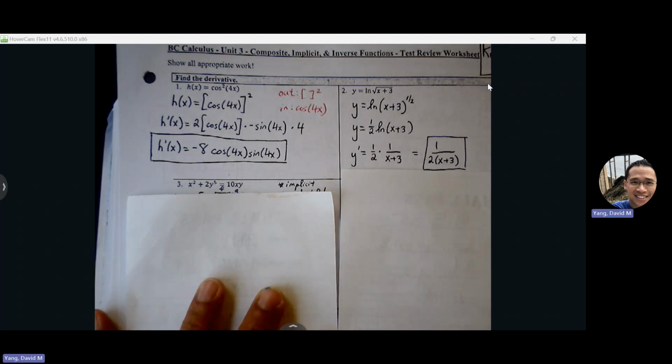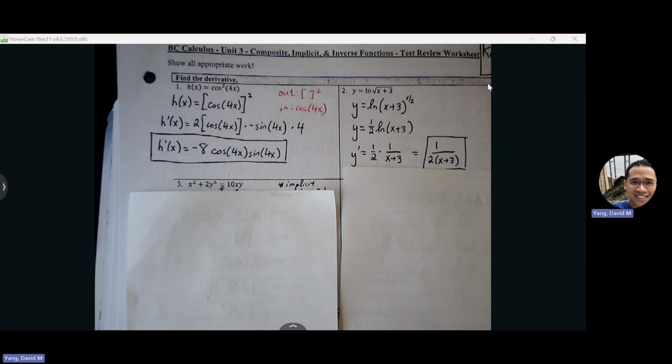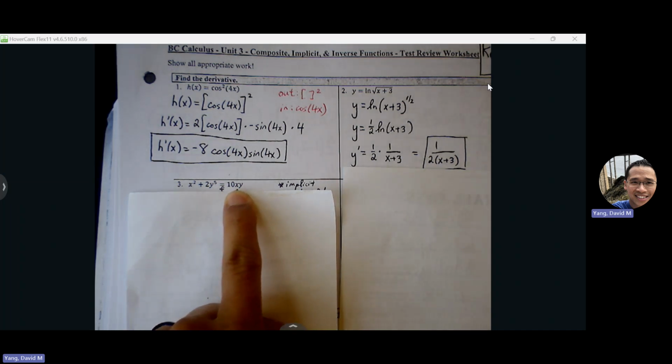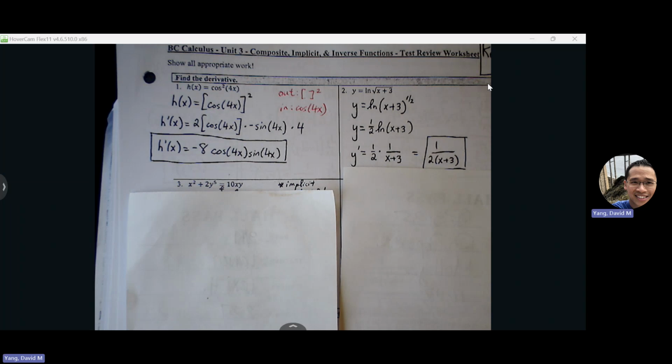Okay, number 3, x cubed plus 2y to the 5th equals 10xy. We need to be able to recognize this as, okay, there's a need for implicit because multiple y variables. And what do you notice about that 10xy? What else do we need besides power rule and implicit? 10x times y, we've got to do product rule, yeah. Notice that you have 2 y variables in the equation, which means that you should be expecting 2 dy dx's to show up in your derivative process.